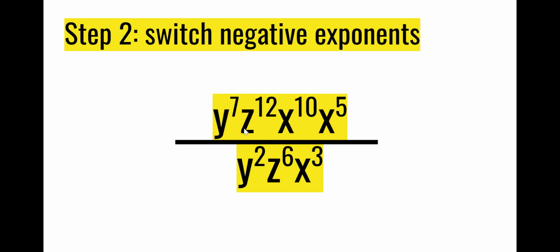So as you can see, the z to the 12th power is on top, and the x to the 5th power is also on top, and the z to the 6th power is on the bottom as well, with the x to the 3rd power.